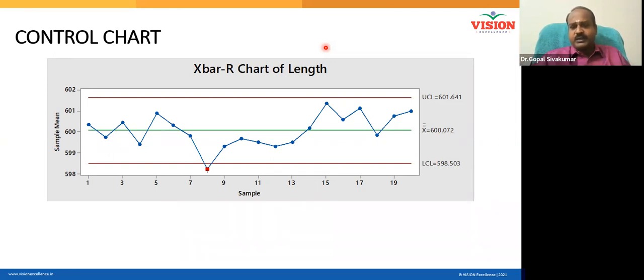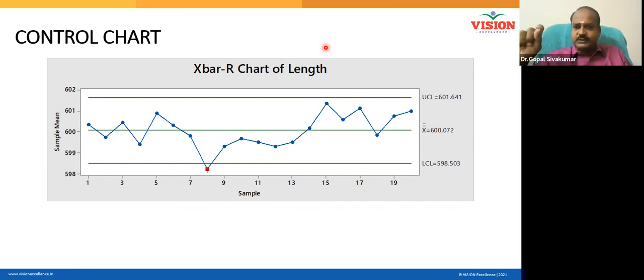What is the boundary called? Control limit. Upper control limit, lower control limit. What is the central line? The central line is the central tendency of your data. It is the mean in this case. You can see X double bar, average.